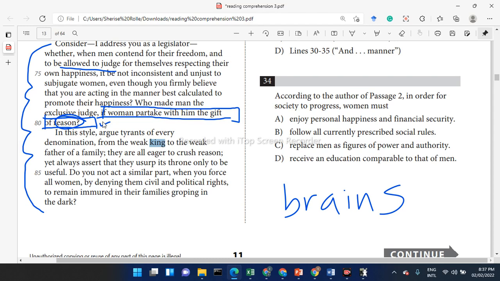That's a case. She says, do you not act in a similar part when you force all women, by denying them civil and political rights, to remain immersed in their families, groping in the dark? What does she mean? Does she mean literally? No, no.